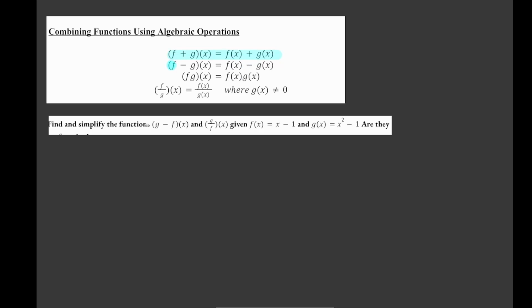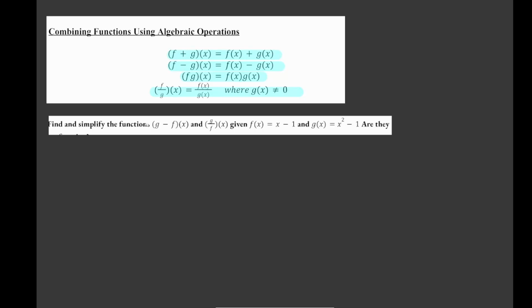We can also use the operation of subtraction, where we take the first function and subtract from it the other function. We can do multiplication, and we can also do division. However, in division, we always have the function on the bottom, the denominator, and that function cannot equal 0.